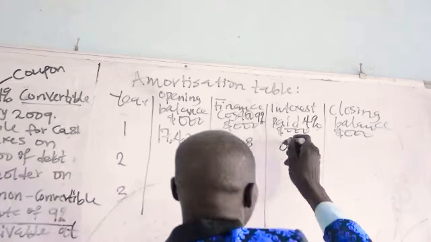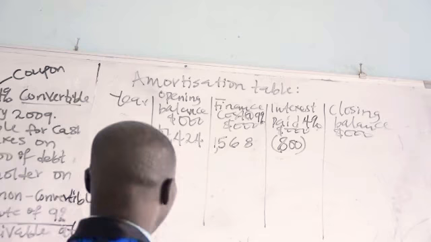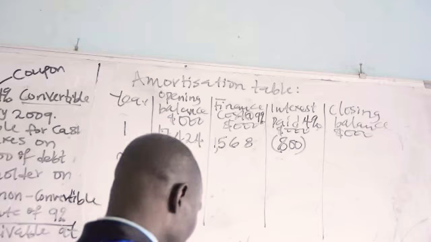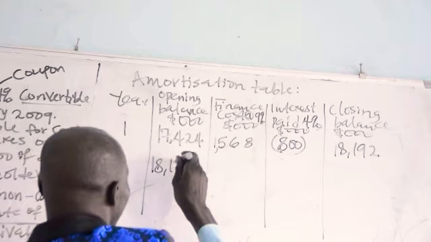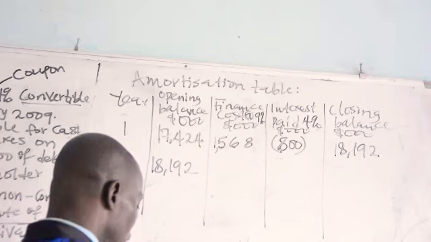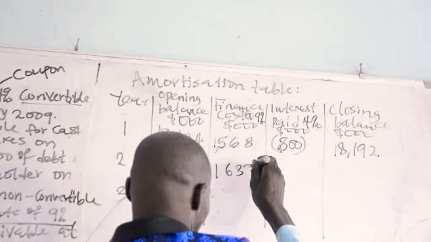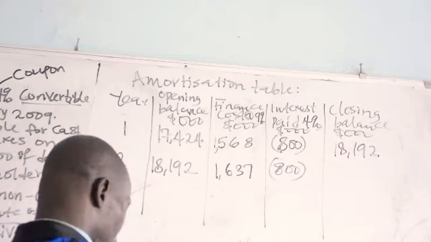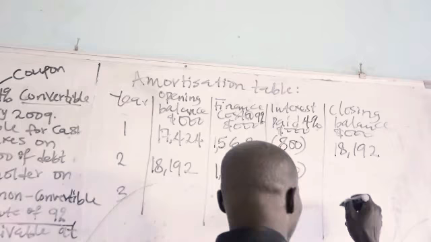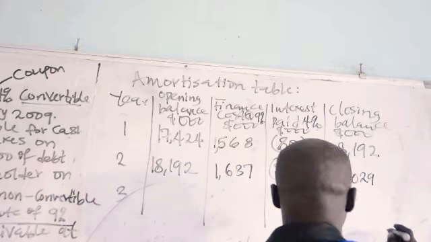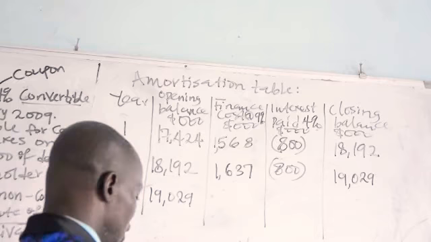So 17,424 plus 1,568 minus 800 will give us 18,192. That will be the opening balance for the second year. Then at 9%, that will give us 1,637. Then 800. You add this to 18,192, then minus 800. That will give us 19,029, the opening balance for year three.